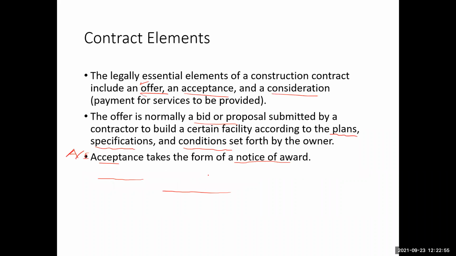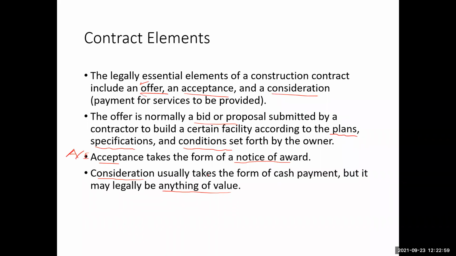So these were the three elements: offer, acceptance, and consideration. This is just a brief introduction. Of course, in a construction contracting course, there will be more detail about these, but only the definition is sufficient for this course. So now let's talk about the types of contracts.